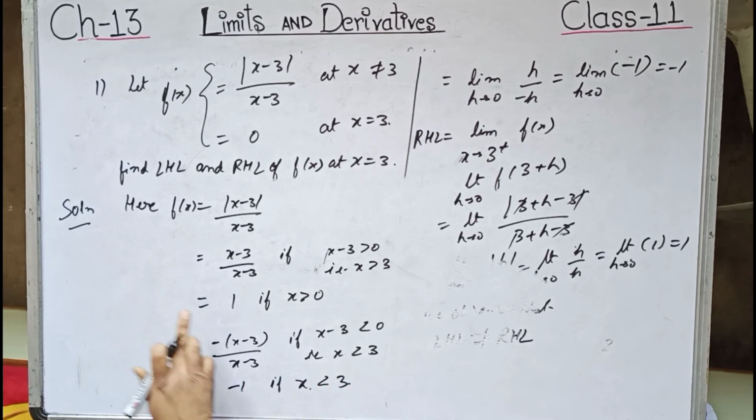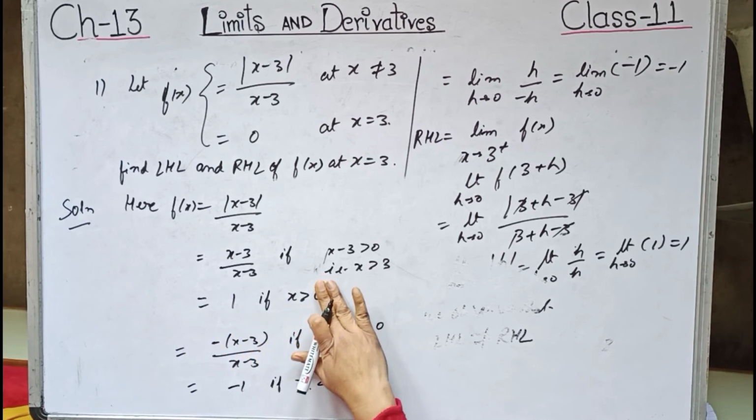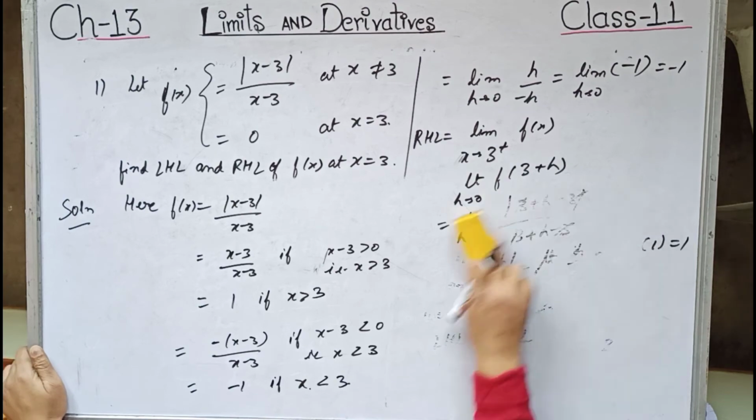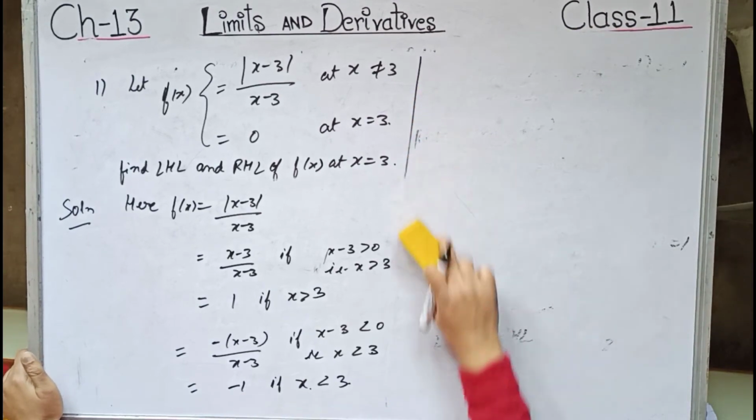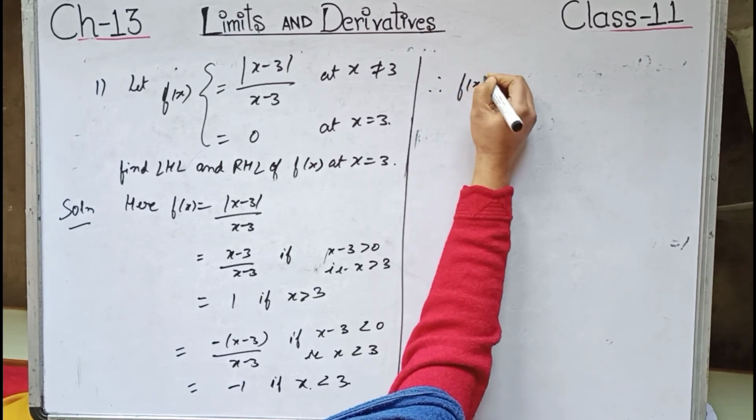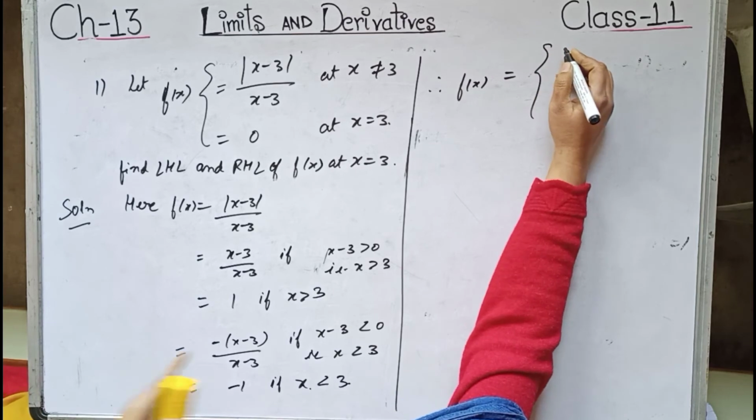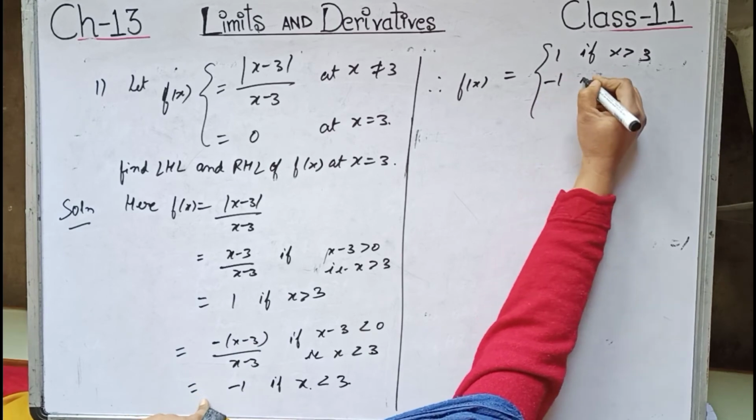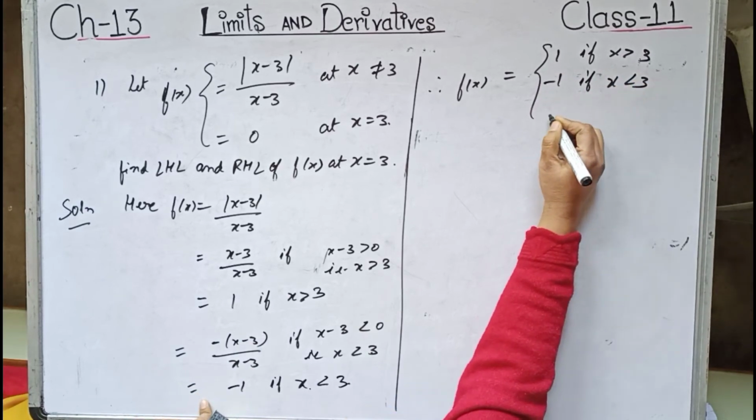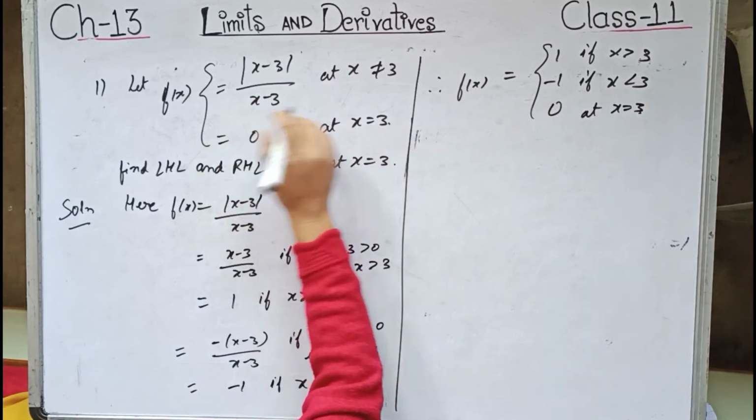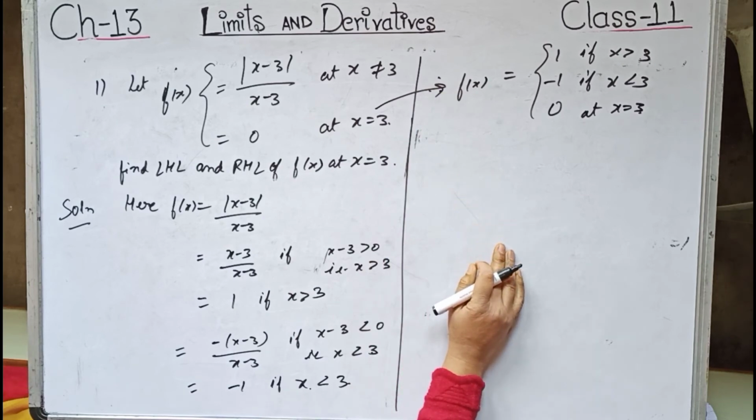Okay. So f(x) is equal to 1 if x is greater than 3 and equal to minus 1 if x is less than 3. Therefore f(x) equals 1 if x is greater than 3, equals minus 1 if x is less than 3, and equals 0 at x is equal to 3. And so this question now has been reframed in this form.